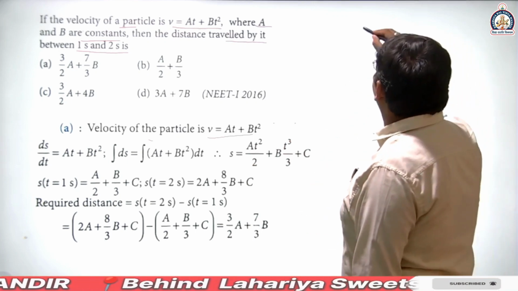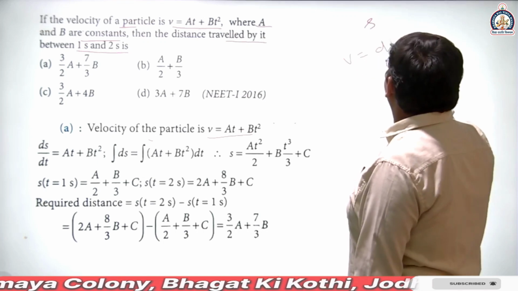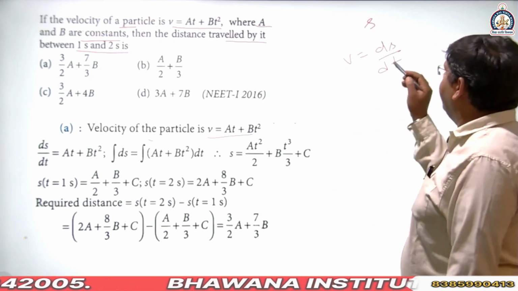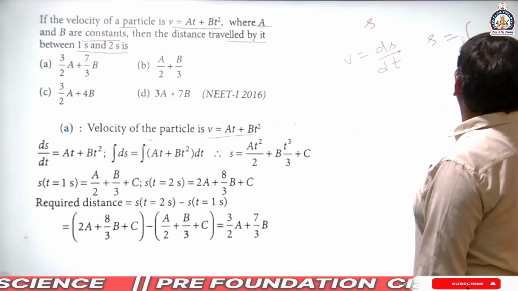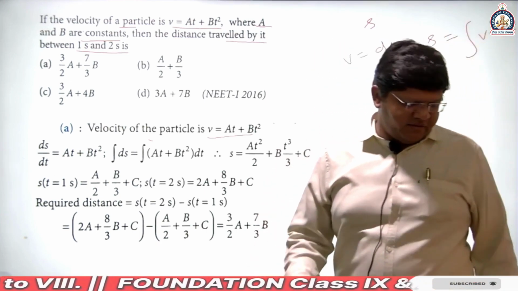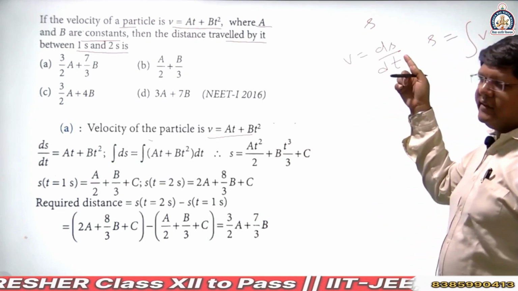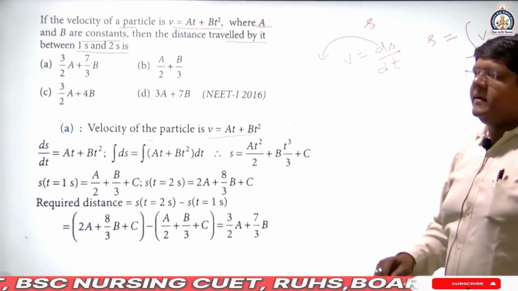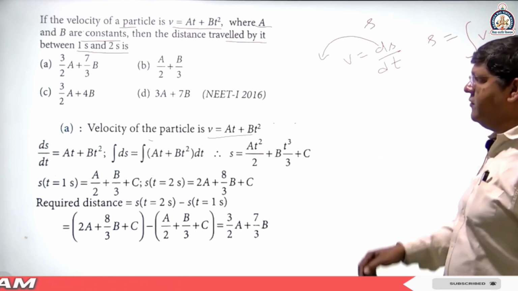Now if s is the distance and v is velocity, then v is equal to ds upon dt. If we have to calculate s, we can write s as the integration of v dt, yes or no? Because differentiation and integration are related to each other in this format. If we have to calculate s, then we have to send the differentiation to the other side. When differentiation goes on the other side, it converts into integration. So s is nothing but the integration of v dt.